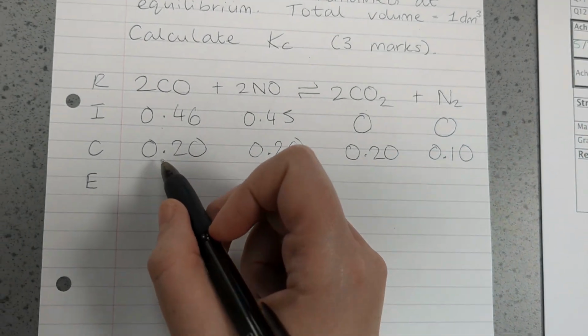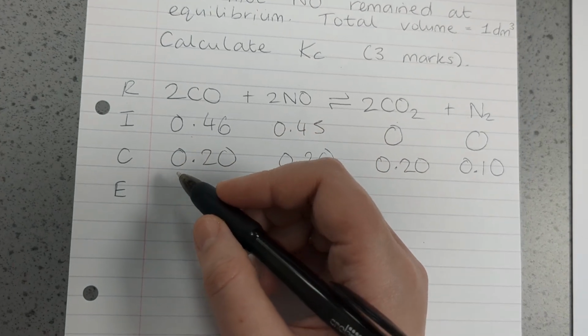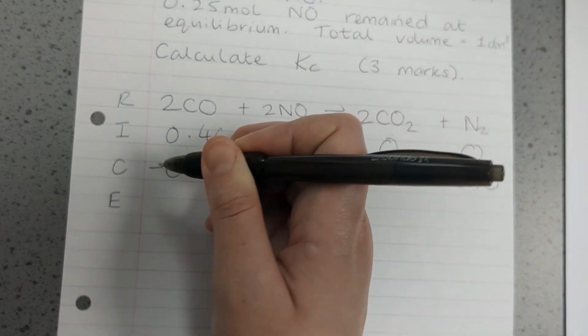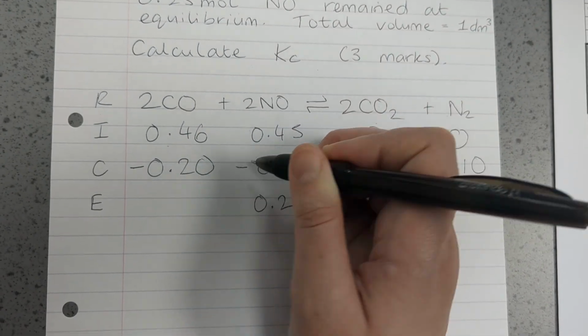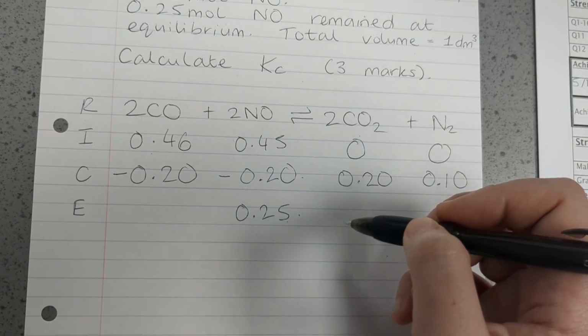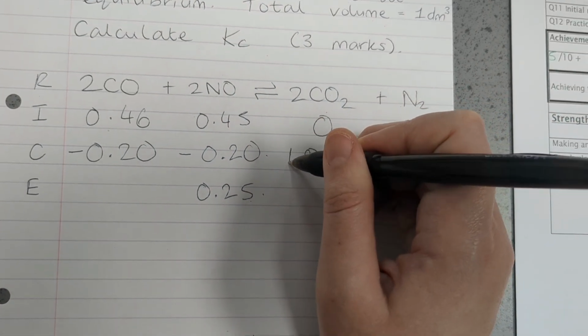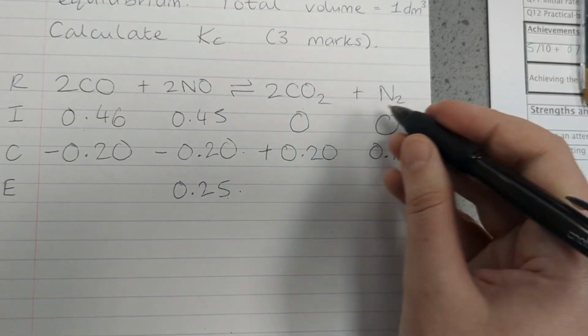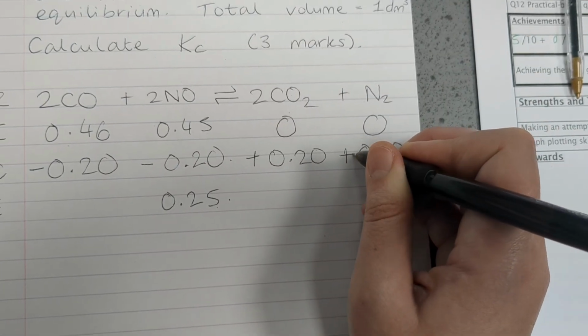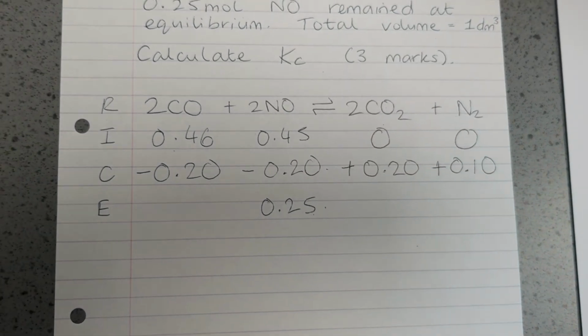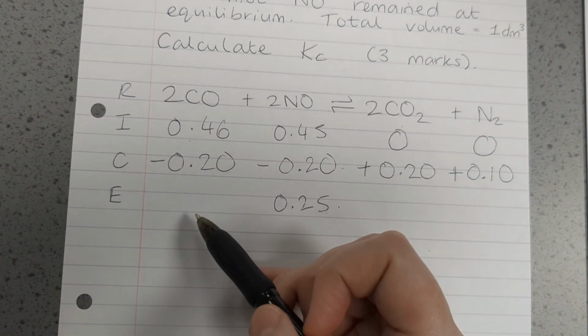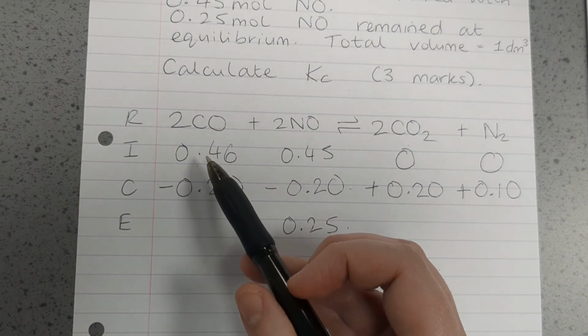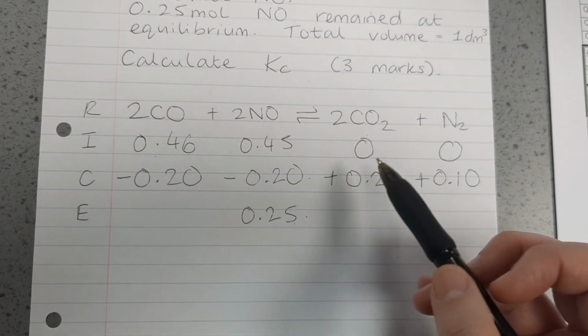Now our changes for reactants, our reactants are being used up. So we're going to pop a minus in front of these because our reactants are being used. And our products are being formed, so we're going to put a positive in front of the change for the products. Now we're able to work out our equilibrium moles by doing a sum.